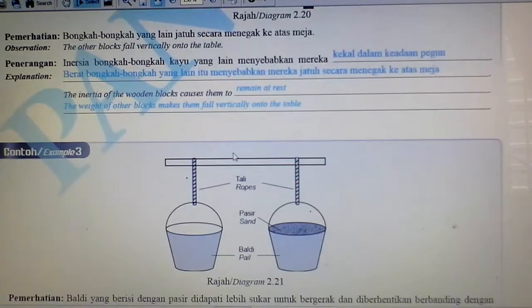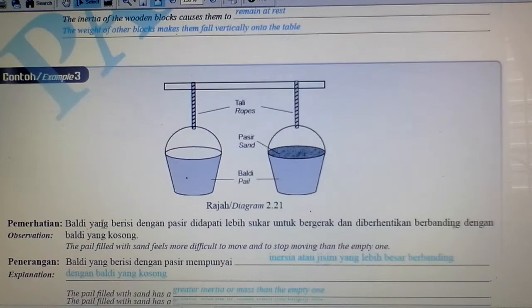Example 3. Now we have two pails. One is filled with sand, the other one is empty.